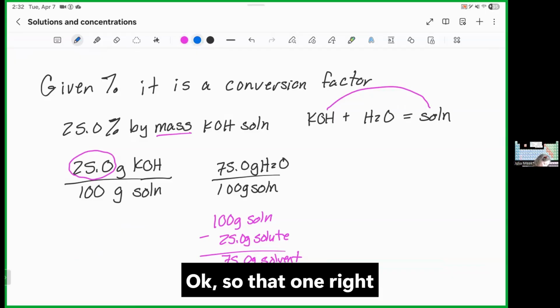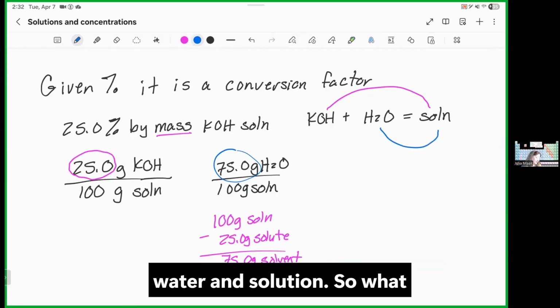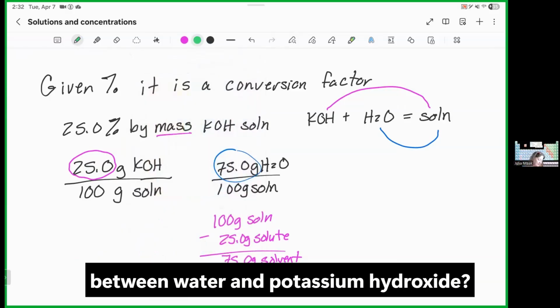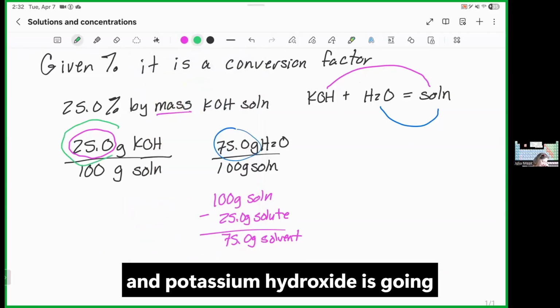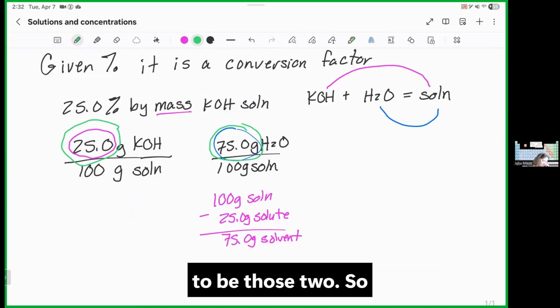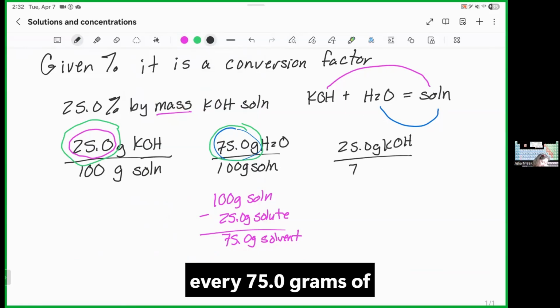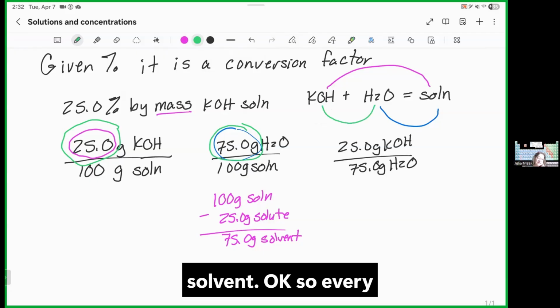Okay, so that one right there just related water and solution. So what if I wanted a relationship between water and potassium hydroxide? A relationship between water and potassium hydroxide is going to be those two. So in 100 grams of solution, I have 25 grams of potassium hydroxide for every 75 grams of water. So here I related my solute to my solvent.